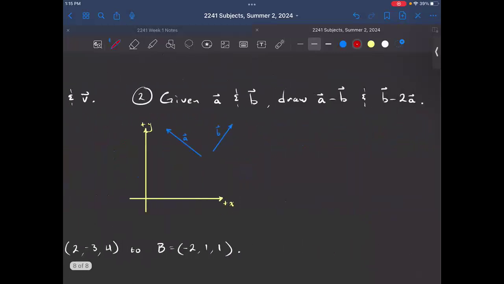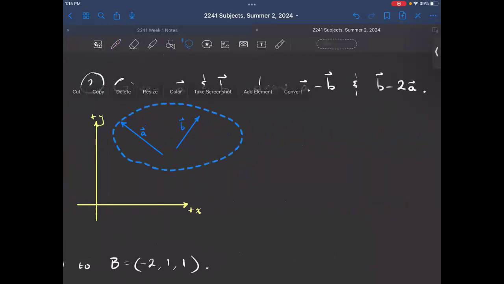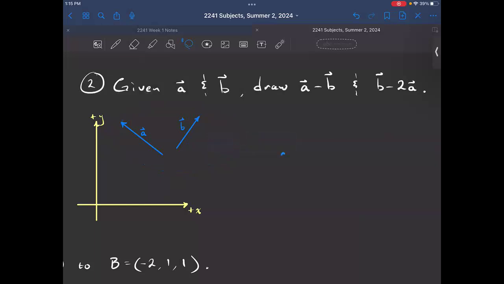Let's now look at number 2. All right, so we're given 2 more vectors, a and b, and we're asked to draw a minus b and b minus 2a. So let's go ahead, copy, paste. We'll paste twice since we need to compute 2 different things. Let's draw a minus b first.